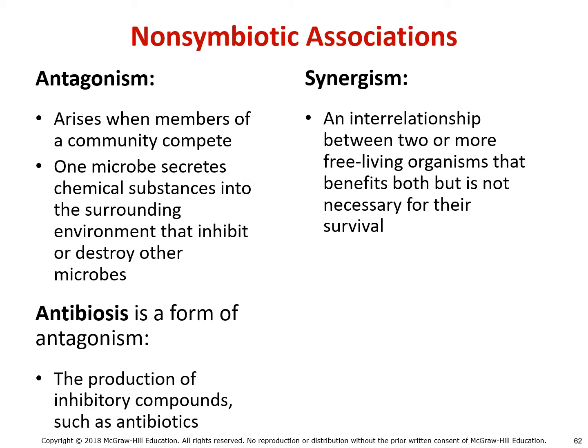Antibiosis is a form of antagonism, where in antibiosis we're going to produce a compound that specifically prevents the growth of other organisms. So antibiotics is a great example of this. Fungi produced antibiotics to prevent bacteria from growing, because if the bacteria were not there, they could not steal the food of the fungi.